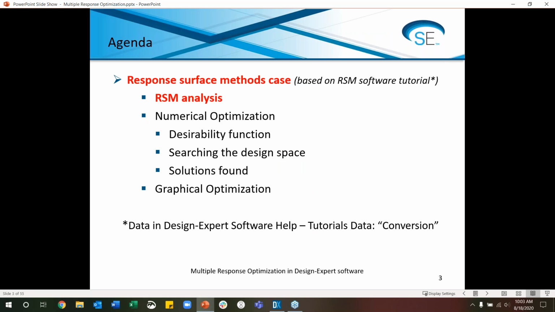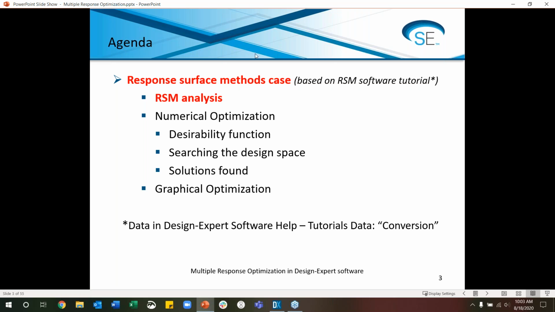The data file that I'm using for this talk can be found in our help system. If you go into Design Expert, go to Help, go to Tutorials Data, and look for the data file that's called Conversion. So you can duplicate everything that I'm doing here in this webinar.